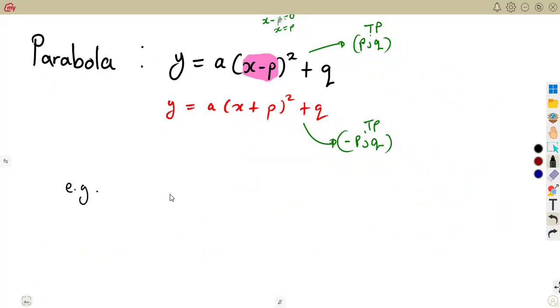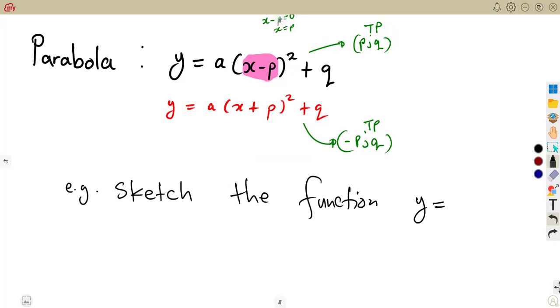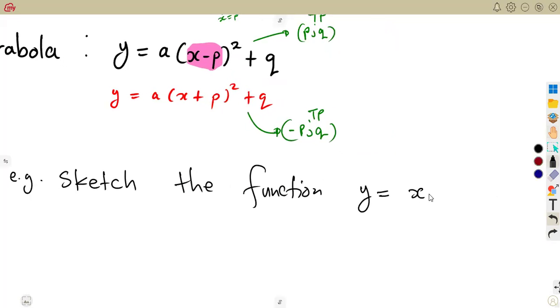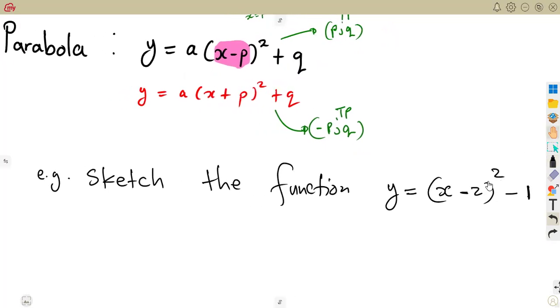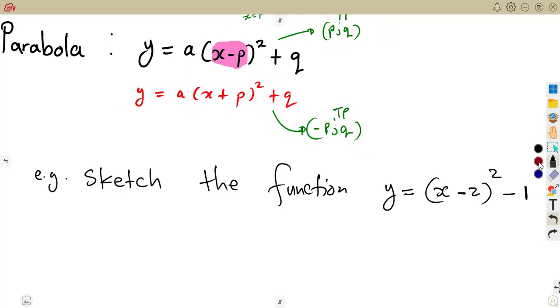For an example, let us say you are given a quadratic function to sketch, the graph of y is equal to, let's say, x minus 2 squared minus 1. So given a function in this manner, you're asked to sketch. Remember, I said the turning point is already presented from the presentation of our function. But we're going to talk of the turning point later on. Let's just move on stage by stage.